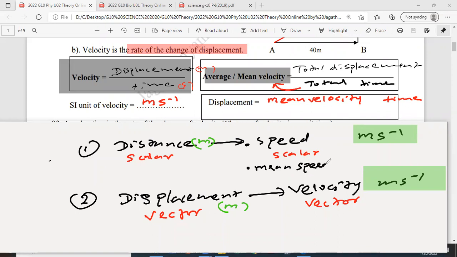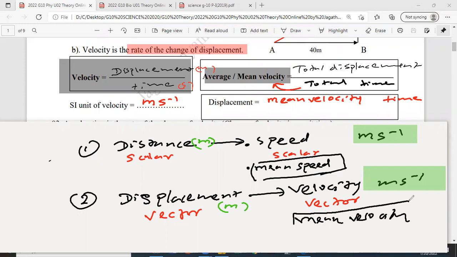Practically, the mean speed is more practical than calculating the exact speed from time to time. Here also, we calculate the average or mean velocity rather than the exact velocity from time to time. So we cannot calculate the exact speed or velocity. It's very difficult. Therefore we use the mean velocity, right?